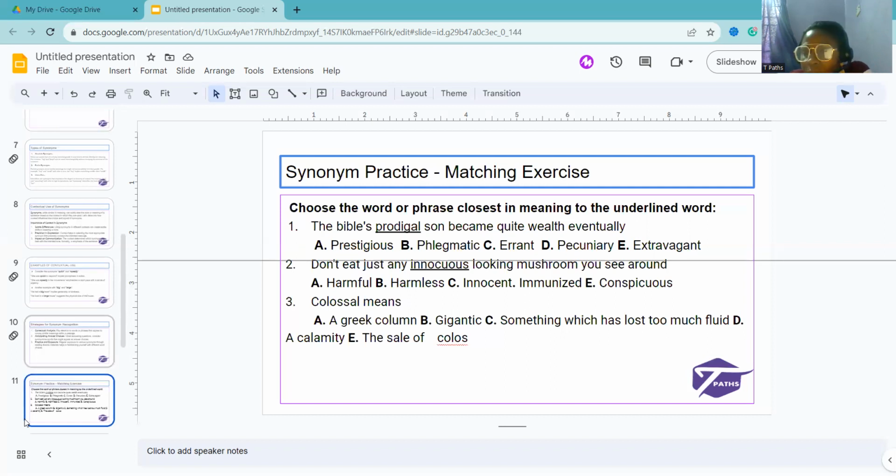Let me give you 5 minutes to do it. This is a real JAMB test question. I took it from the Transcendence JAMB past question. You could order your own. Choose the word or phrase closest in meaning to the underlined words. A sentence is given to you and options are also given.